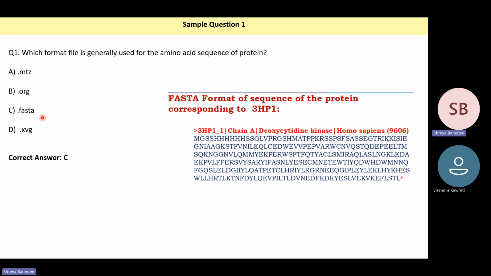So .FASTA is the one which tells us about the amino acid sequence, and .mtz tells us about the electron density map. .xvg tells us about the molecular dynamics of the molecule, and .org is not involved in structural biology in any way. So for this particular question, the answer is the FASTA file, that is option C.